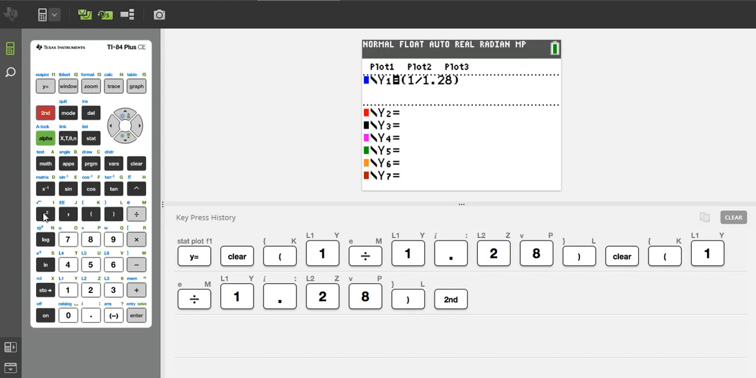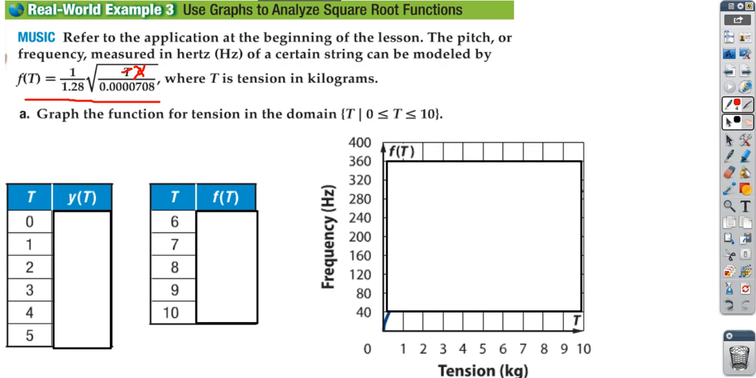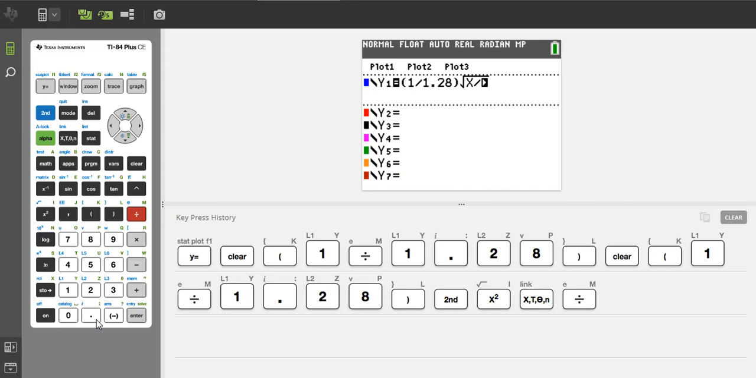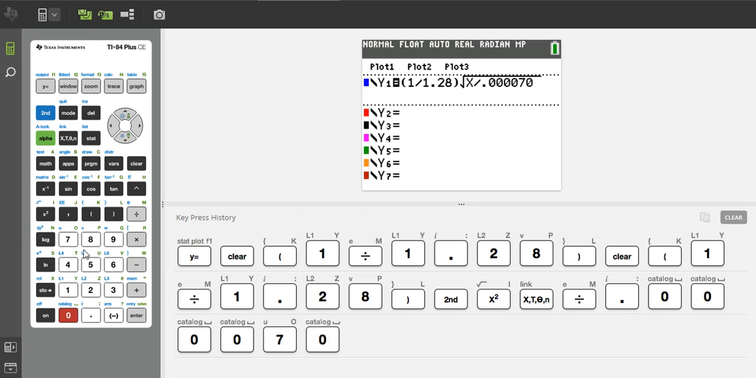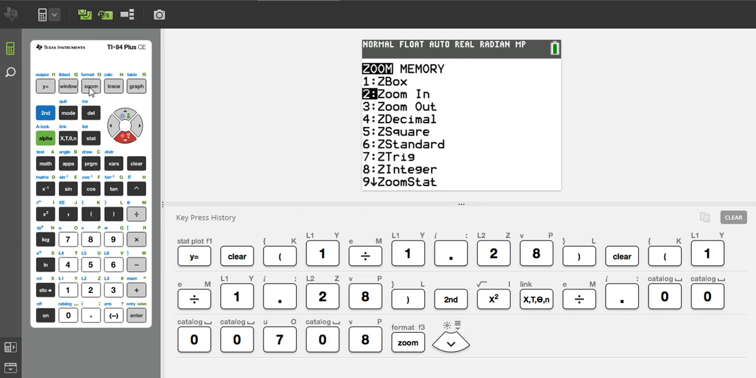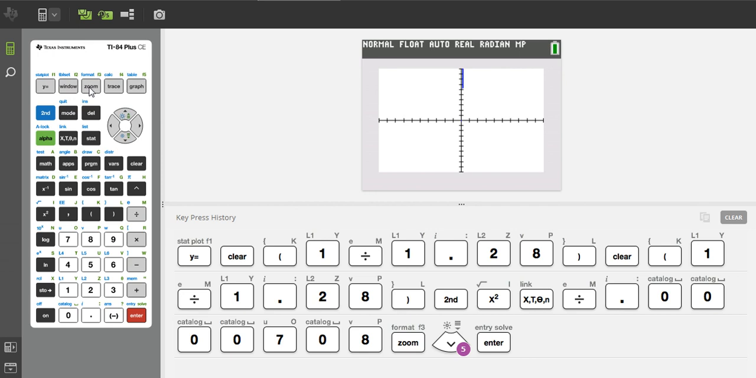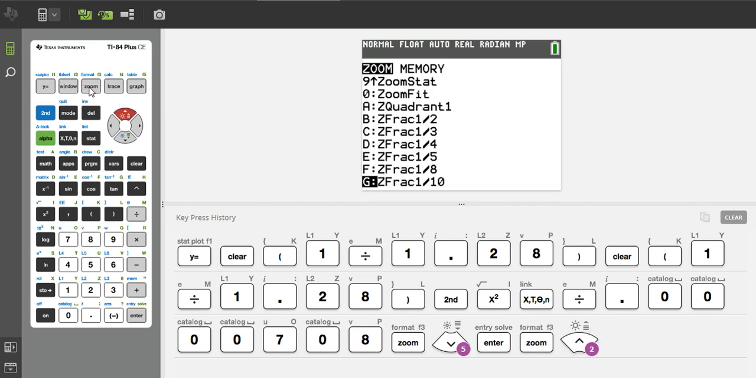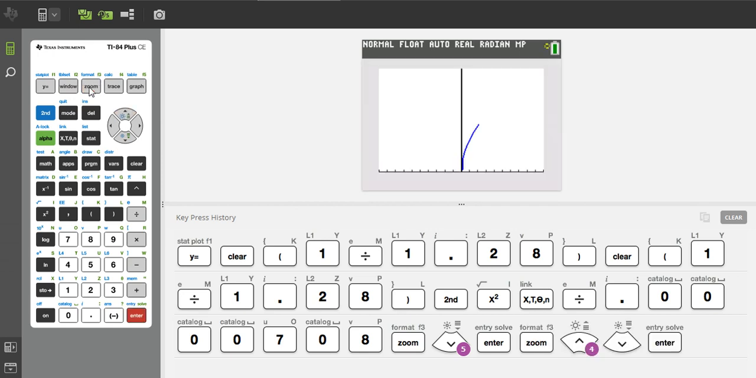So second square root, and then we have x, and then we're going to divide by what? By point, it looks like there are 4 zeros. Point quadruple 0708. So point 0.0000708. Let's zoom standard to see if we get a good picture. And we don't, so let's change that to zoom fit. And that's a decent picture. It's not great. We can always zoom out if we need to.